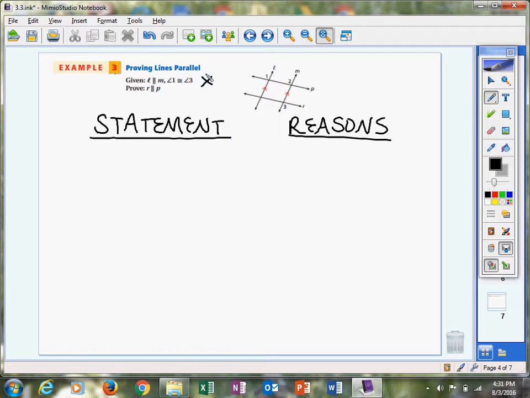This is given information, so that always goes on your proof chart as your statement, and then your reason is given, okay? They broke it up, so I'm going to try and emulate the book just a little bit, and I'm going to try to stick close to it, but there is wiggle room. I would go ahead and make the given statement L is parallel to M, and angle 1 is congruent to angle 3. I'd do that all on one line. I wouldn't necessarily split that up, but you know, to each his own.